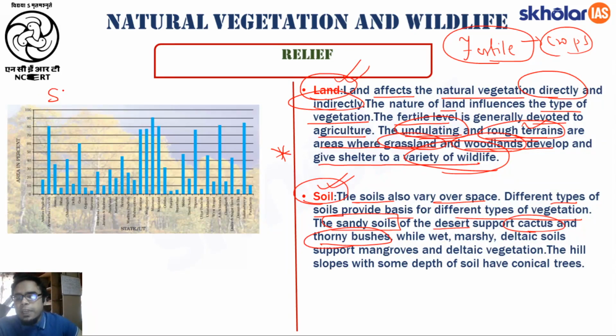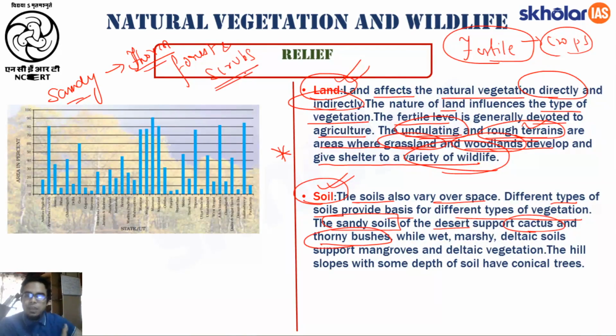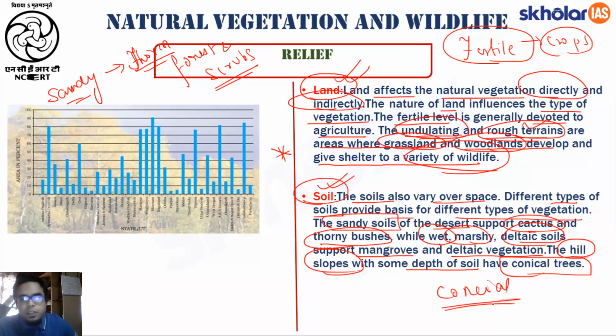Meaning, in areas where we see the presence of sandy soils, what kind of vegetation will be found there? We will find thorn type of vegetation or thorn forest and scrubs in these particular areas. But on the other hand, if there is wet, marshy and deltaic soil present, these areas will have mangroves as well as deltaic vegetation. So depending upon the type of soil, natural vegetation will keep on changing. And if we have a hilly slope area with some depth of soil, we will have conical type of trees or conical vegetation.